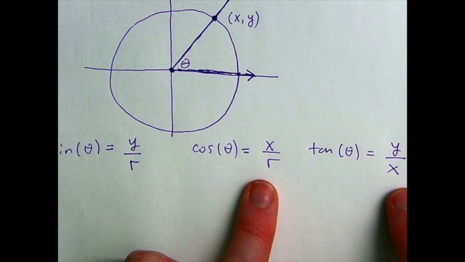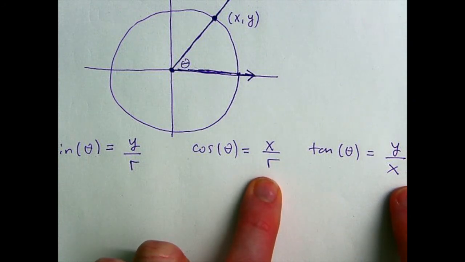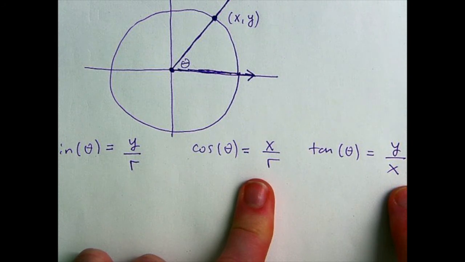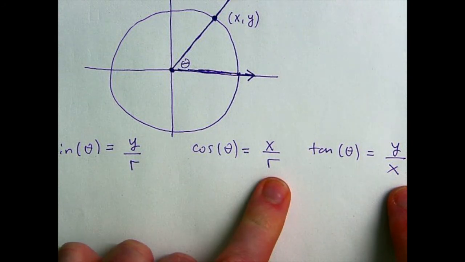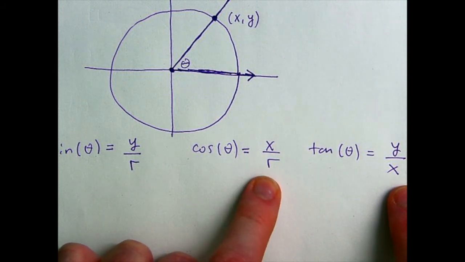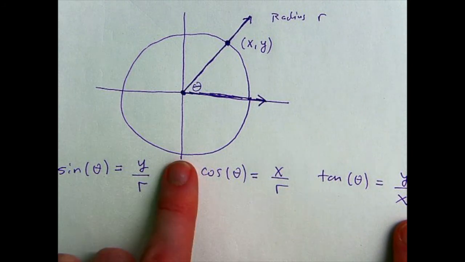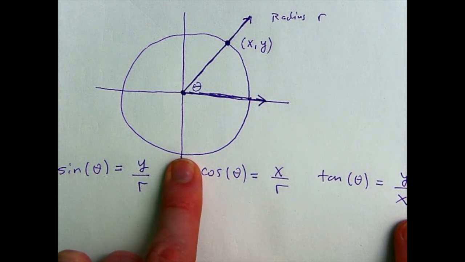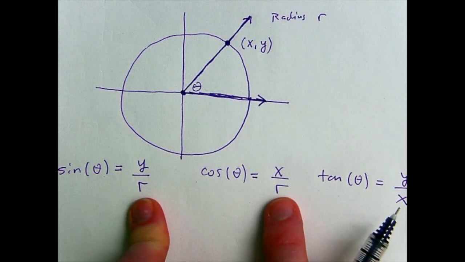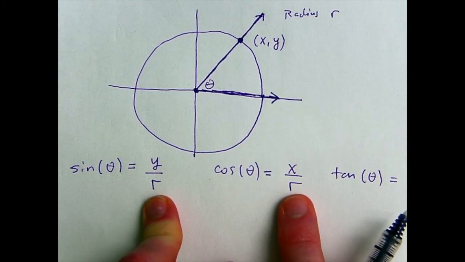And now I'm ready to define my trig functions. So we define the sine of theta to be equal to y divided by r. That's the y-coordinate of this intersection point divided by r, which is the radius of the circle that I drew. We're going to define the cosine of theta to be equal to x over r. And we're going to define the tangent of theta to be equal to y over x. So these are new definitions.